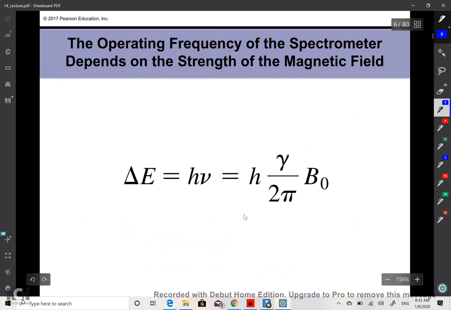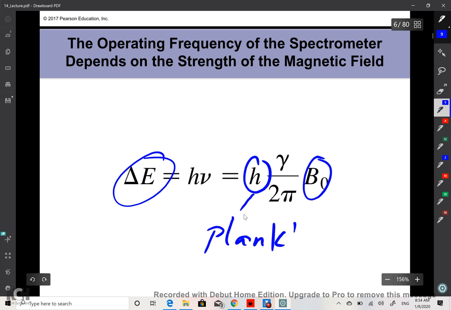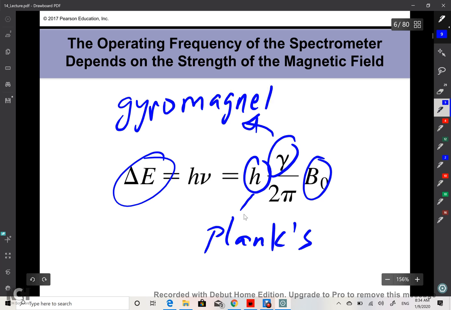And so, just like what we said, the energy difference between the two spins is a function of your applied magnetic field. B0 is the applied magnetic field. H is your Planck constant. Gamma is another constant. It's called the gyromagnetic constant. And the value depends on the type of nuclei.